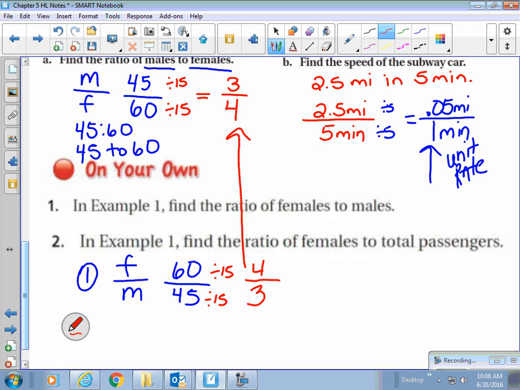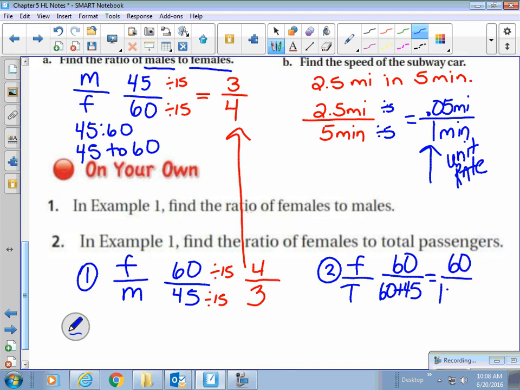In number 2, they're asking you to find the ratio of females to total passengers. So in number 2, we know that females goes on top, and our total goes on the bottom. So there are 60 females still. And then your total would be your females plus your males, which gives me 60 to 105.